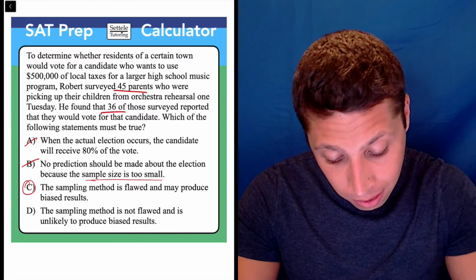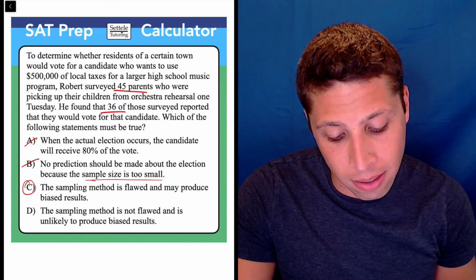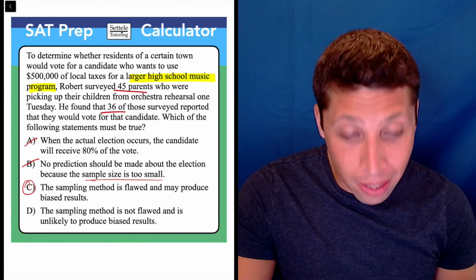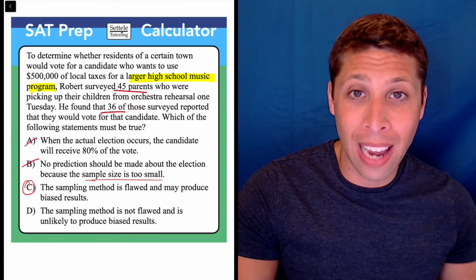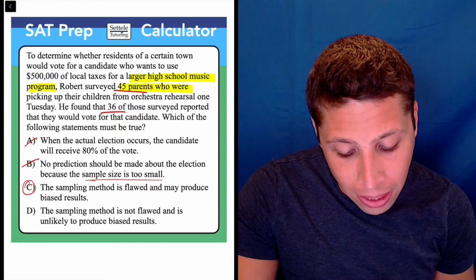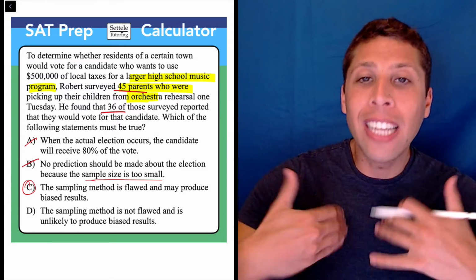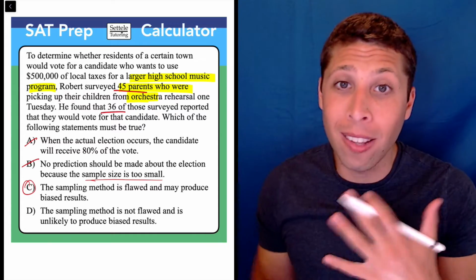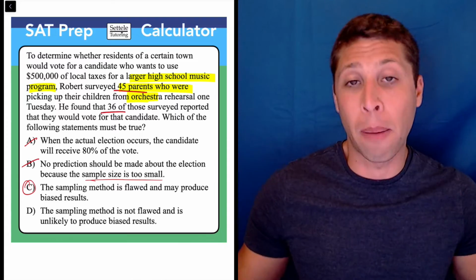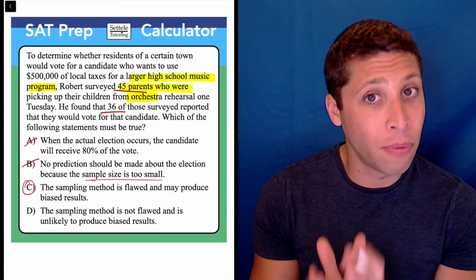And the reason is, let's go into the story, right? We want to vote for a candidate who wants to use $500,000 of local taxes for a larger high school music program. Cool, sounds like a great idea. But we can't say whether the whole town will support it if we're only asking parents who are picking up their children from orchestra rehearsal. Obviously, these people have an interest in a bigger music program. Their kids are in it. Their kids will directly benefit. So we're not asking a random sample of the population. We are asking a biased, smaller sample, and that's going to affect our results.